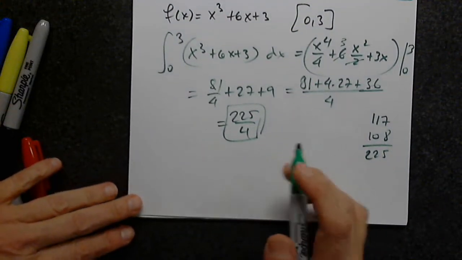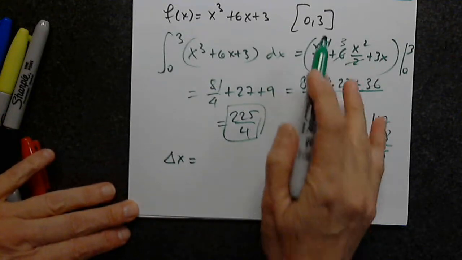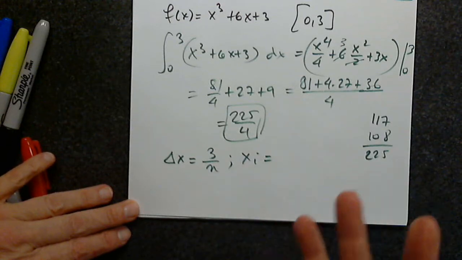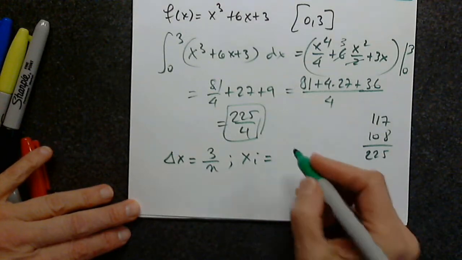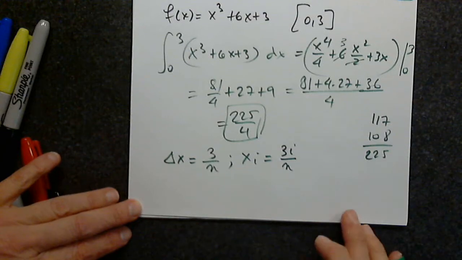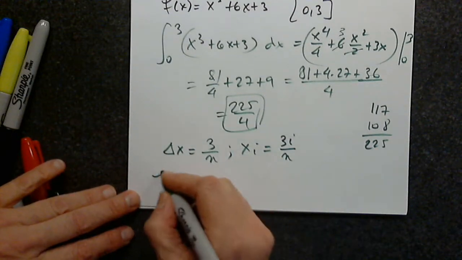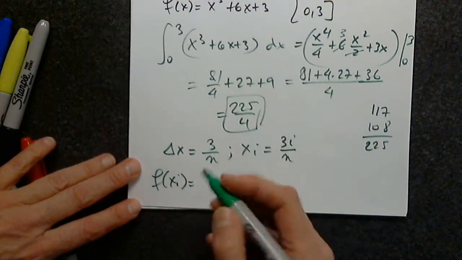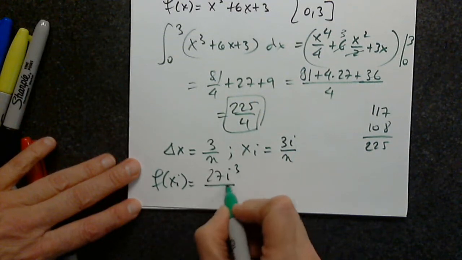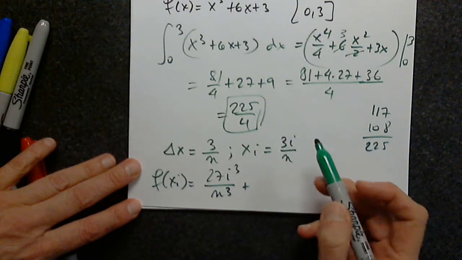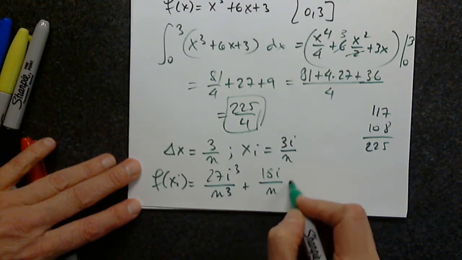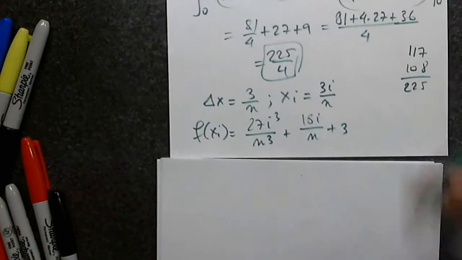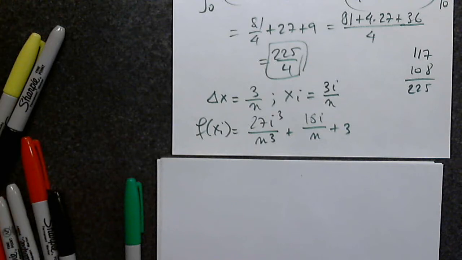Then I have 3 preps. First of all is delta x, which is 3 minus 0 over n. The next one is xi, which is 0 plus i delta x, but since I start at 0, it's 3i over n. And then f of xi, which means plugging this into the function. So 27i cubed over n cubed plus 18i over n plus 3. So having all these pieces, I can put the limit of the Riemann sum together now.